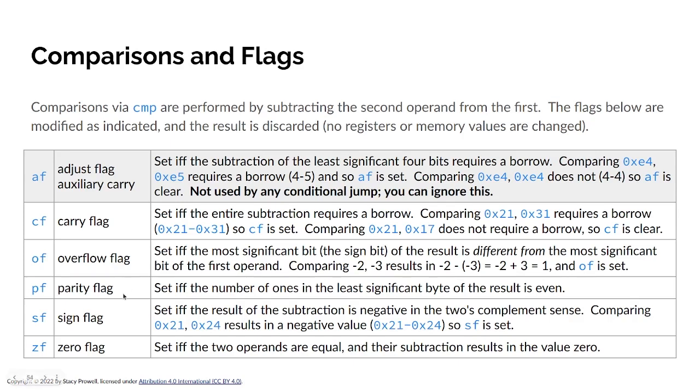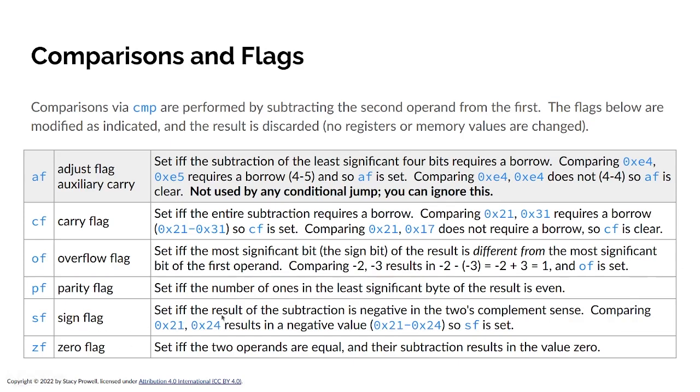The parity flag is set if the number of ones in the least significant byte of the result is even. Why do I care about that? Who knows, right? You can think of it as the number of ones being even, or you can think of it as the number of zeros being even. They happen the same way.